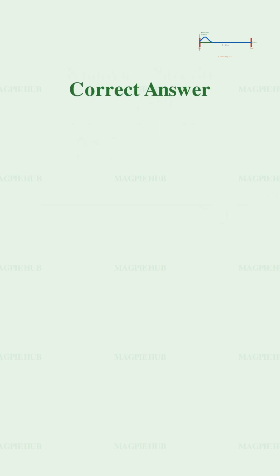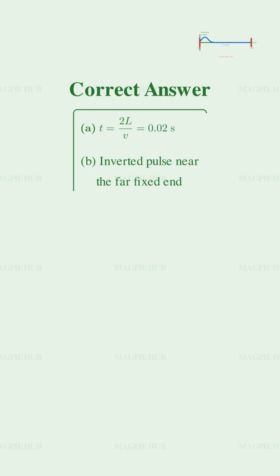The correct answers. Part A. The string regains its original shape after 0.02 seconds. Part B. At t equals 0.01 seconds, the pulse is inverted and located near the far fixed end.